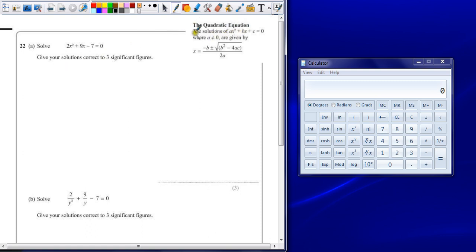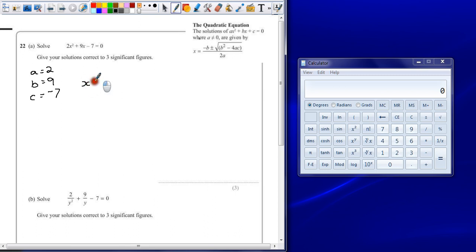So, a is what we times x squared by, so just write that down. A is equal to 2. B is what we times x by, so that's 9. And c is equal to the number at the end. Now, this is take away 7, so that means that's a minus 7. If that was a minus number, that would be negative also. Once we've done that, we just plug it into the equation.